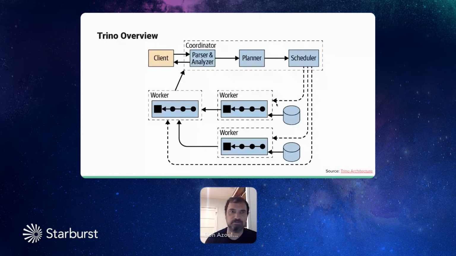Xiangfu gave a great overview of Pinot. This is a short overview of Trino. I'm sure you're all very familiar with it. The client submits a query. It goes to the coordinator where it's parsed and analyzed. Then there's a logical plan, a distributed plan, and then it's scheduled on the workers, and then the results are sent back to the client.